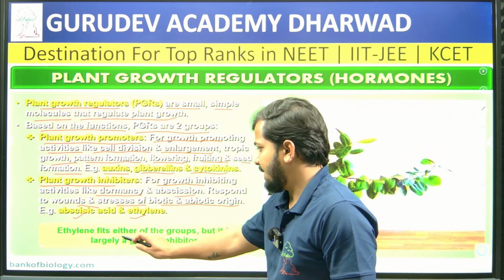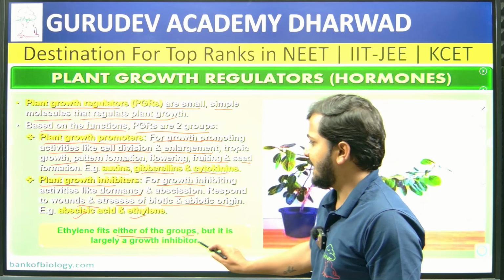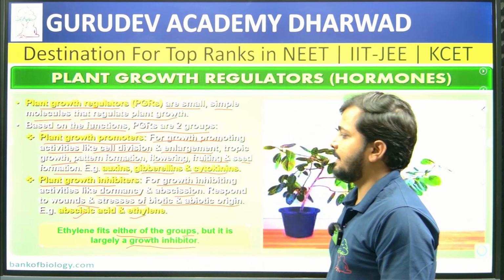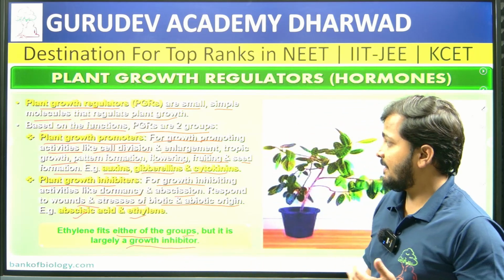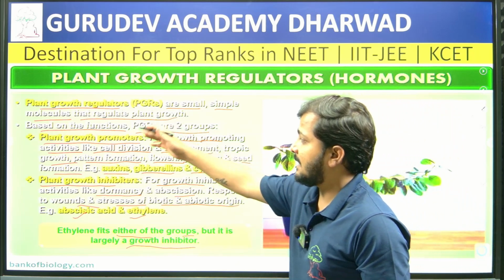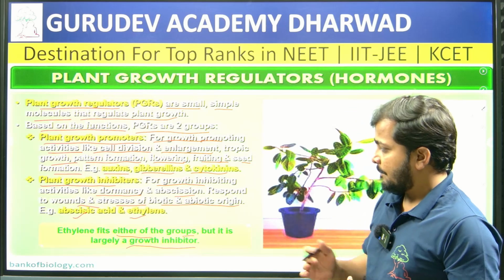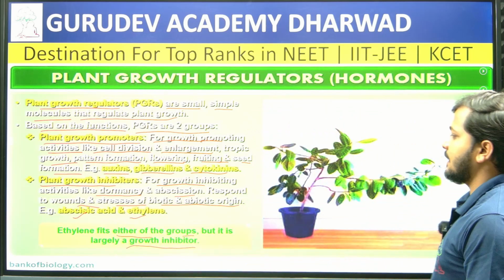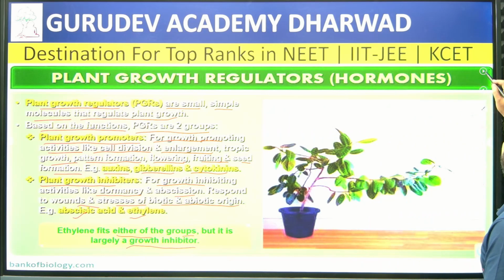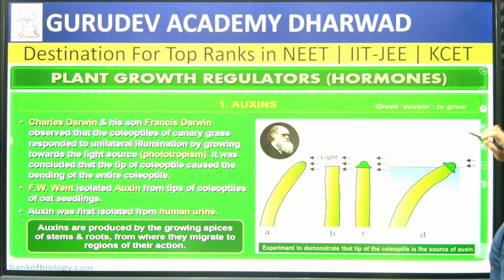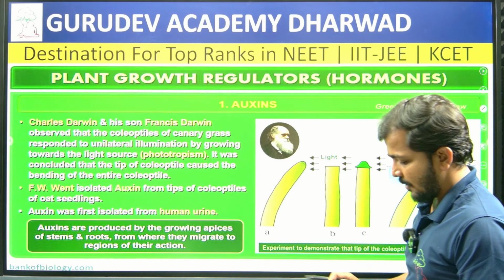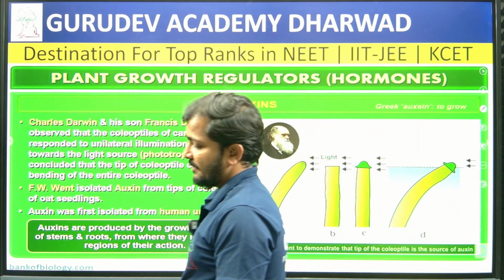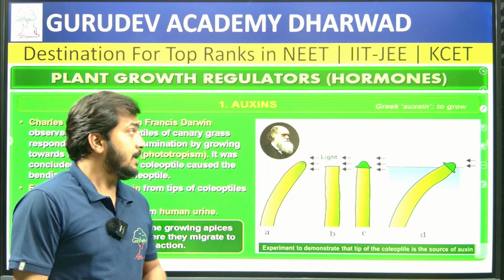Ethylene fits either of the groups, but it is largely a growth inhibitor, right? Ethylene can even play an important role as a plant growth promoter too, but majorly it fits as a plant growth inhibitor. Then consider auxin. Auxin is the first example of a plant growth regulator, right?